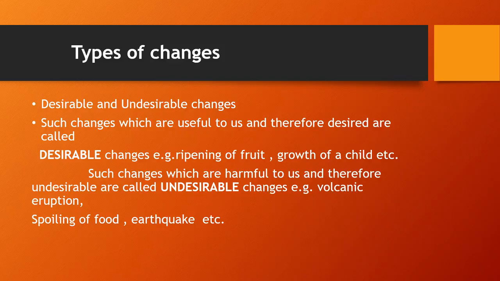Now we will continue with the types of changes covered in the chapter. Some changes can be classified into two types. What are they? Desirable and undesirable changes. What are desirable changes? Such changes which are useful to us, and therefore desired, are called desirable changes. So what are the desirable changes we see around us? They are the ripening of fruit, growth of a child, etc.